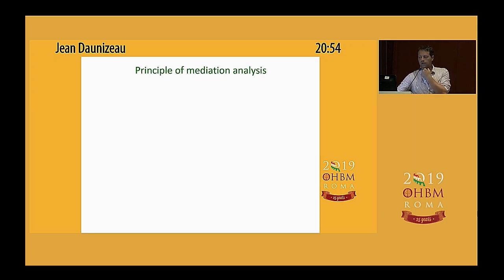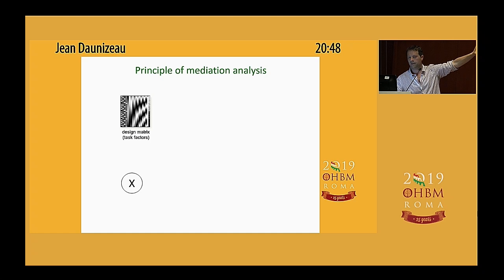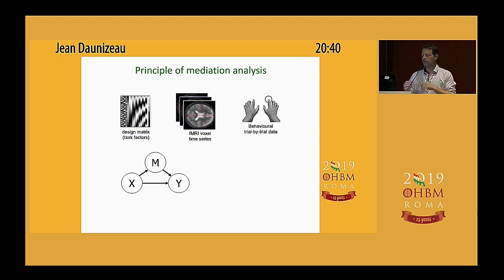So here is how it goes. You begin with a design matrix that contains the task factors in time. Then you relate that to your fMRI time series itself, and eventually that fMRI time series has a link to behavior. You write 2 regression equations. One says that fMRI activity within one voxel has to correlate with your task factor of interest. Then you write another equation that says your behavior has to correlate with your fMRI time series, but also potentially with the design, the task factors.